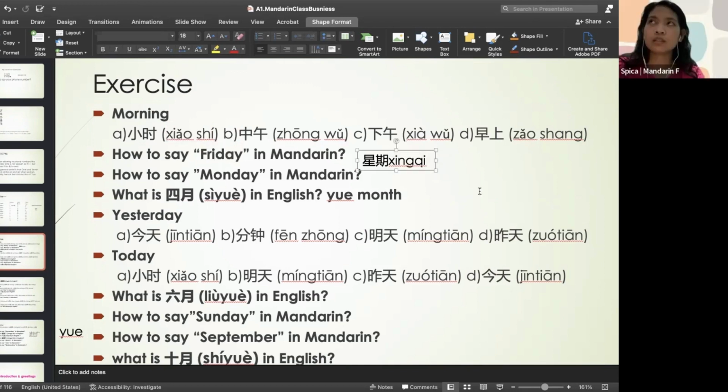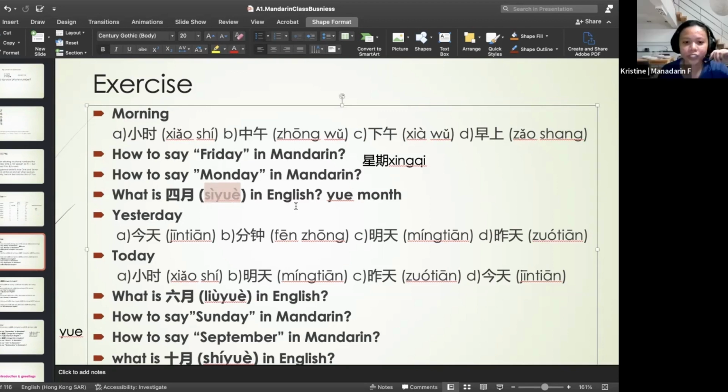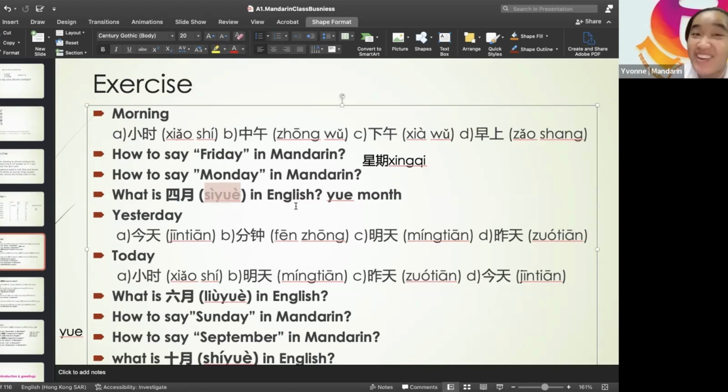Next one, how to say Friday in Mandarin? I give you a hint here already. Friday, 星期五. Very good, Spiker, 星期五, perfect. Then now Christine, can you try Monday? 星期一. Very good, perfect. Next one, what is 4月 in English? April. Very good. Remember 1, 2, 3, 4, the fourth month, 4月, okay?